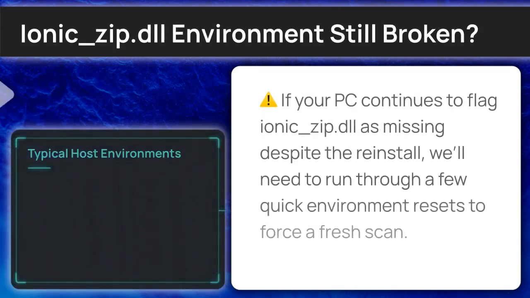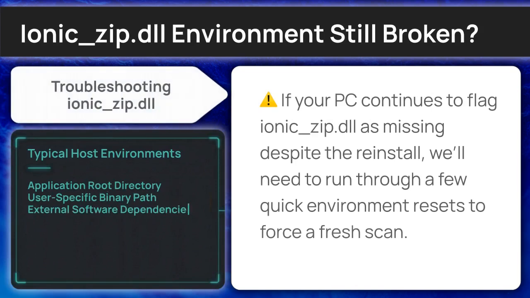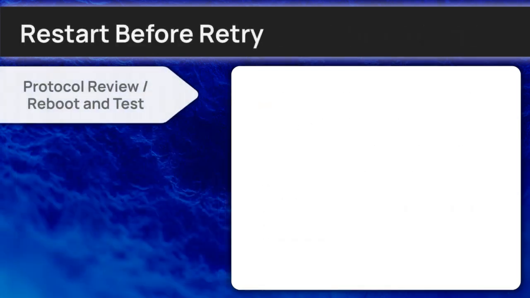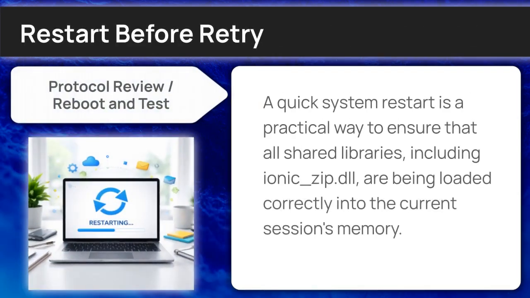Should the file remain missing after a reinstall, we need to ensure that the operating system is forced to re-index its shared library paths. A full system restart ensures that no background processes are currently locking the Ionic zip library file. A fresh boot allows Windows to reinitialize its library map from a clean state.